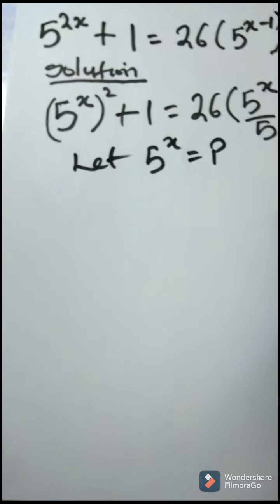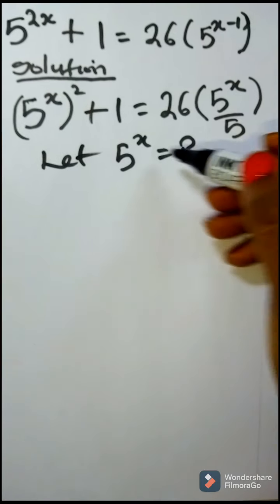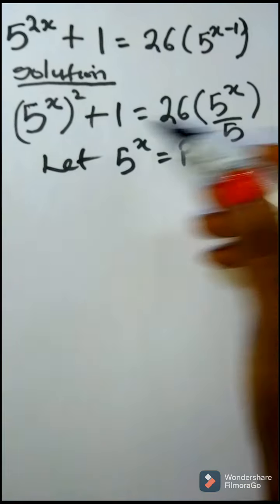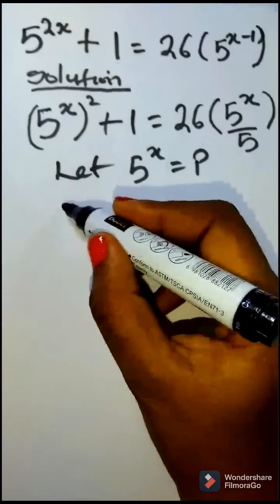So that's how we're going to break this equation down. We'll solve it and find p. First of all, we'll substitute 5 raised to the power x equal to p in this above equation. That means anywhere you see 5 raised to the power x, you put p. So that will give us.